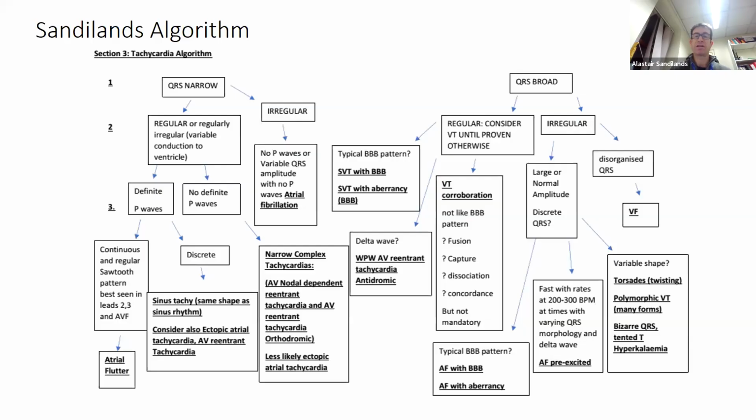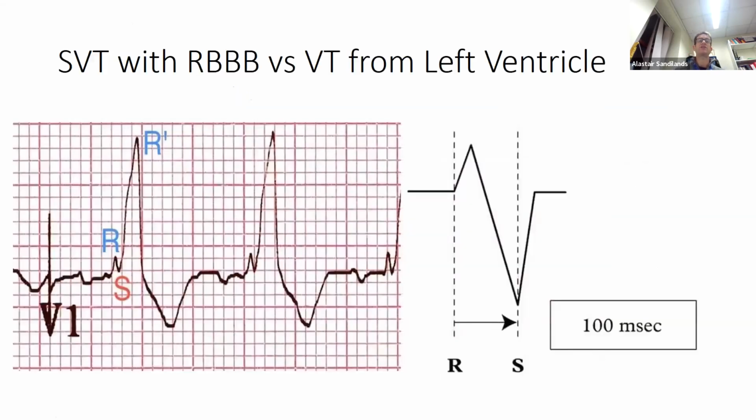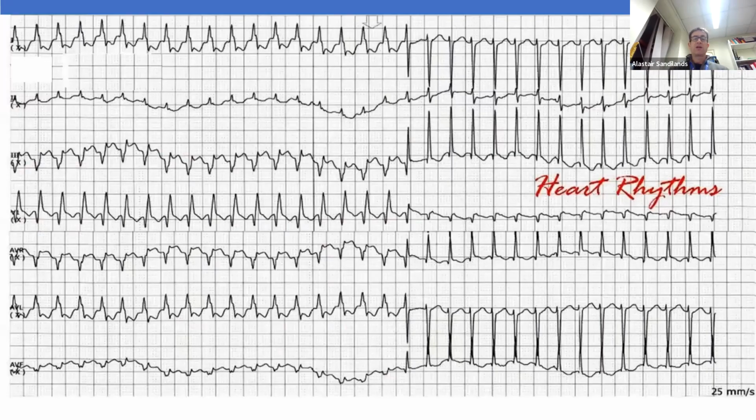Okay, so we're talking about QRS broad, regular, typical bundle branch block pattern. We've talked about SVT with right bundle branch block and VT from the left ventricle, looking for the big, wide R waves. I've shown you this before to show that we have tachycardia seamlessly going from left to right, and there is a right bundle branch block pattern here, going into this tachycardia, which is narrow.